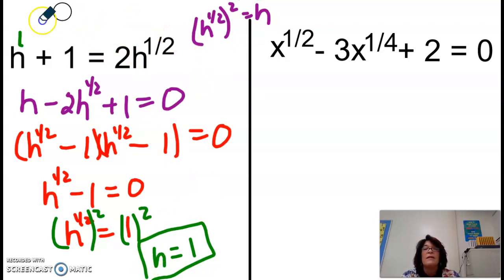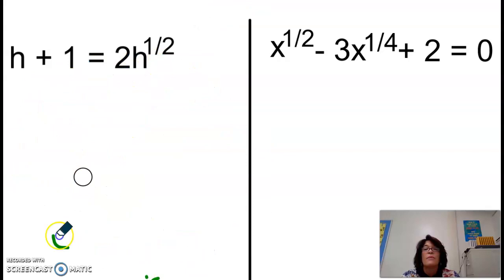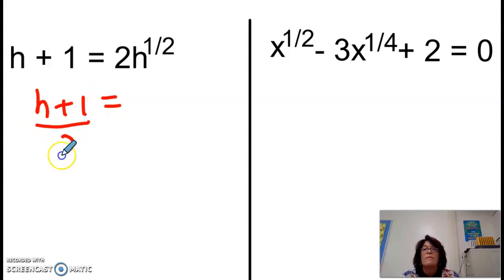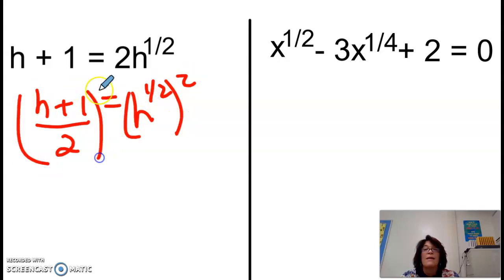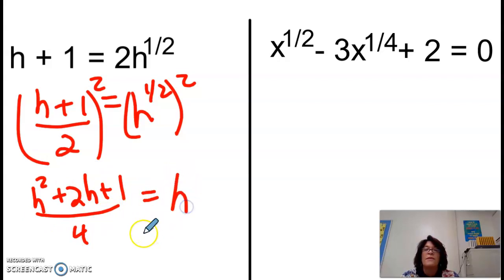Now for this one, some of you might be thinking, well, isn't that just a square root problem? You're right. Remember, math is like pasta. Lots of ways to solve them. I could have divided by 2, realizing h to the 1/2 is the square root of h, right? And then just kind of squared both sides right away. But that's kind of yucky to do, but that's okay. We'll get h squared plus 2h plus 1 all over 4 equals h.